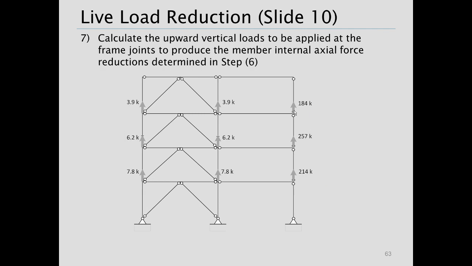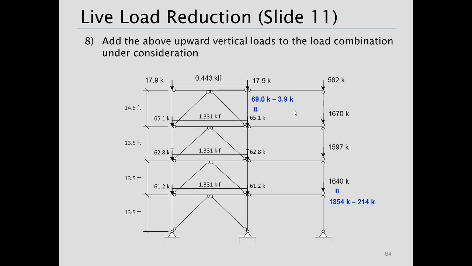All right, once we've got those internal forces or axial loads in each of the members, we calculate an upward vertical load to be applied at the frame joints to produce the member internal axial force reductions that we just determined in step 6. Now these are loads that we could put into our structural analysis as applied loads that will accomplish the live load reduction that we wanted.